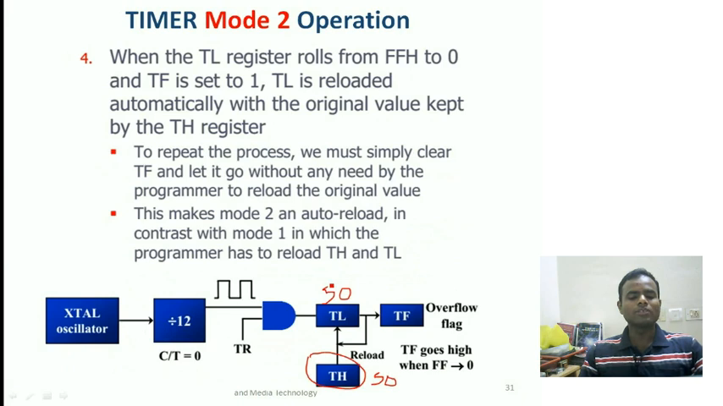Once it counts to the maximum value of FF, it rolls back to 0, 0. Once it rolls back to 0, 0, it sets the flag TF. Now once it sets the flag TF, it again reloads the value that was in TH back into TL. So again it starts counting from 50 to FF.